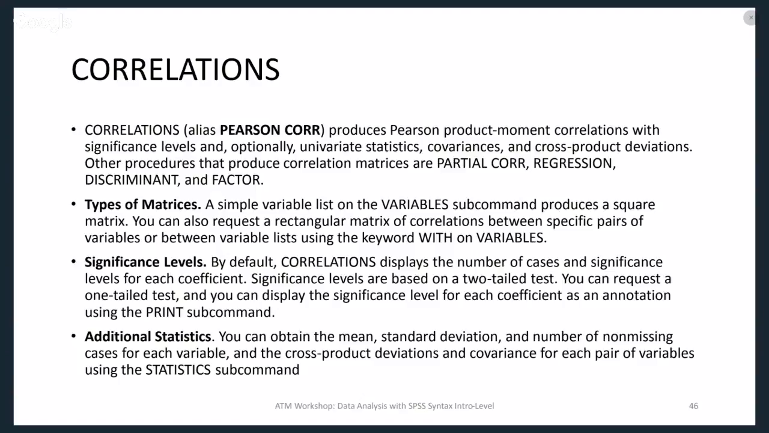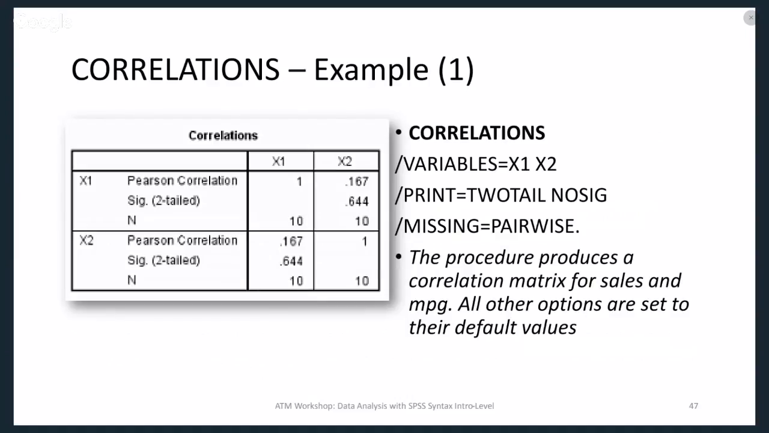Anyway, those are statistical options, small options you can manipulate inside of those syntax words. Additional statistics you can ask for: mean, standard deviation, missing cases, cross product deviation, covariance value. You don't have to run covariance separately; you can get the mean, standard deviation, covariance, and sum of cross products inside the correlation module command line. Again, this is the output, and the right-hand side is what?